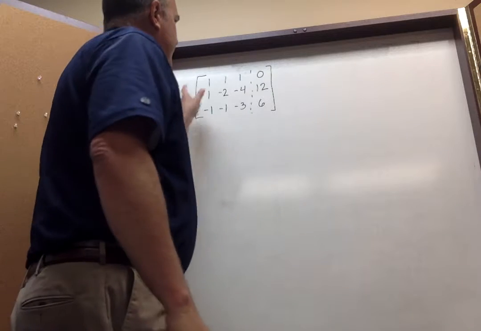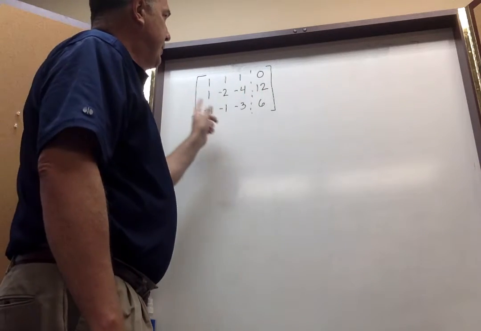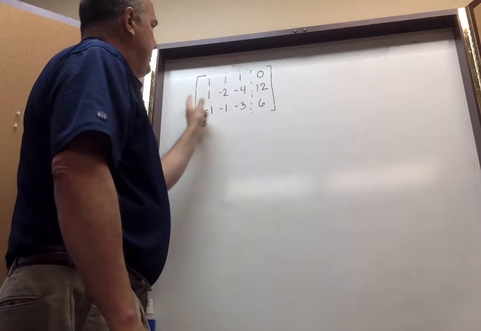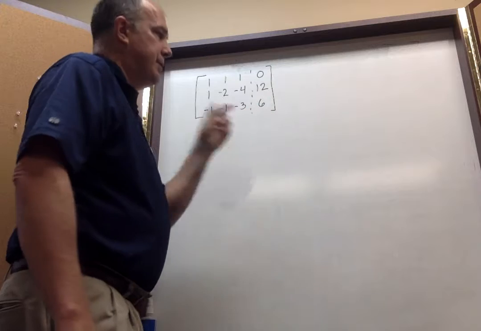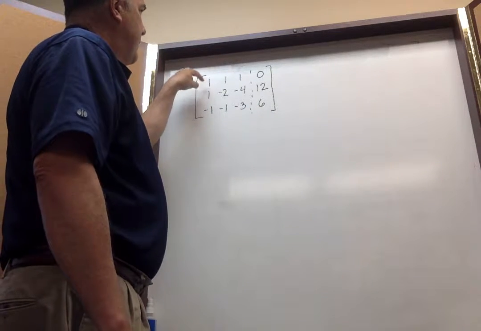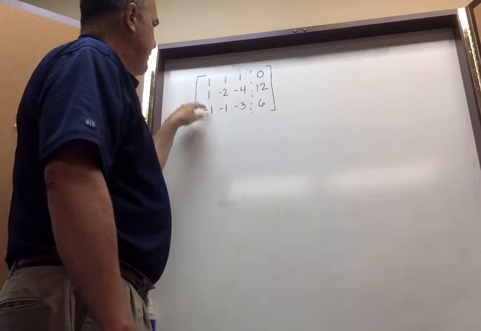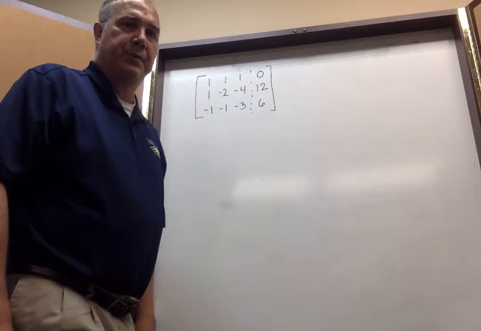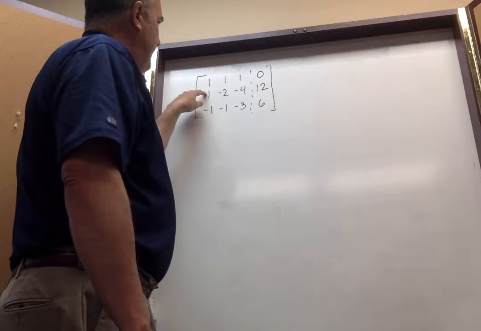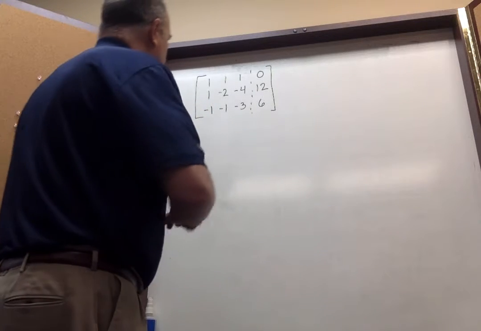So the first step is we want to rewrite our equations just using the coefficients and the constants. So this is the first equation, this is the second equation, and this is the third equation. And we always start these by trying to get a 1 in this position, and then these two positions we want to be zeros. And so let's go about and see if we can figure out how to make this a 0, and then we'll go back and see if we can make this a 0.